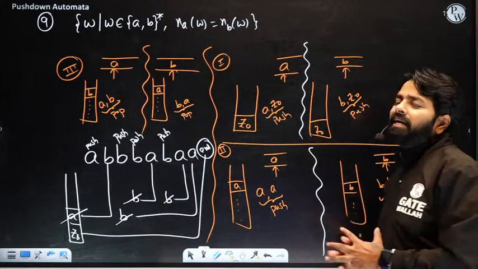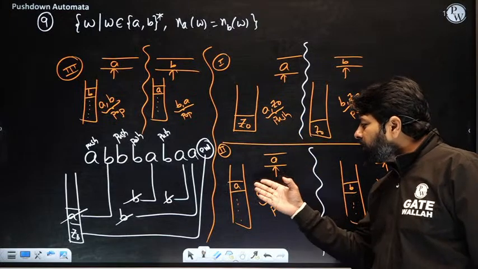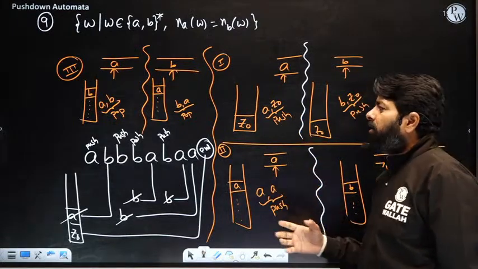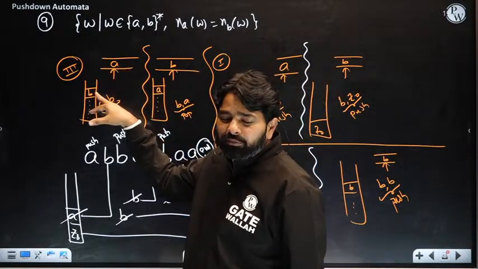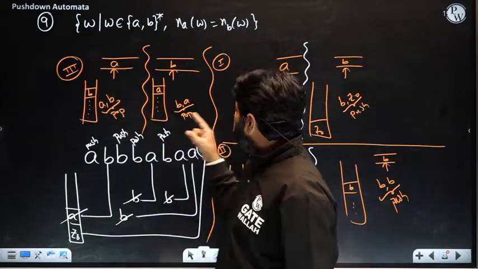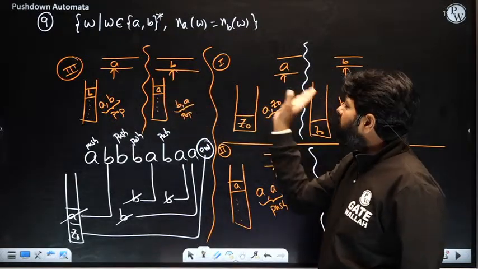You only need to know there are three cases. When nobody is there, push. Same symbol in the input and on top of the stack, push. Different symbols in the input and on top of the stack, pop. Okay, don't worry about Z0. Don't assume Z0 and A; that comes in the third case. The third case and the first case are different.